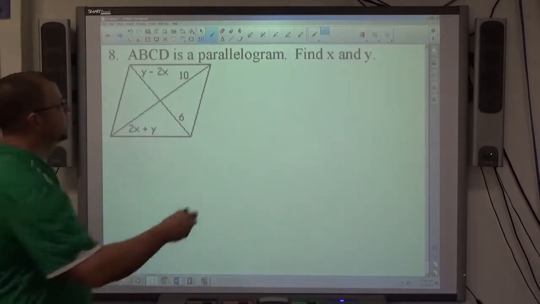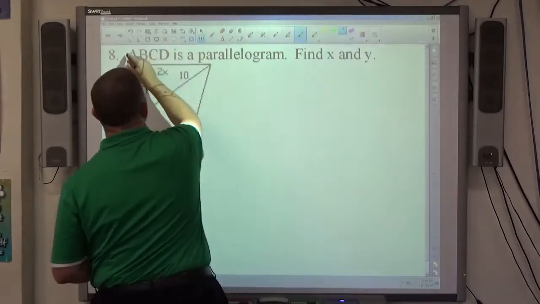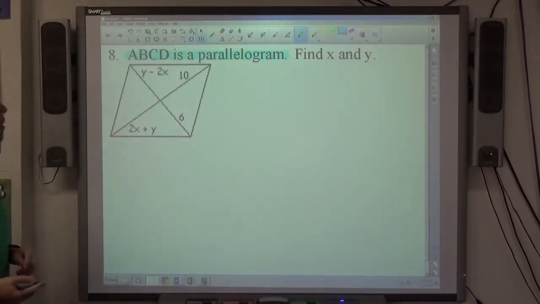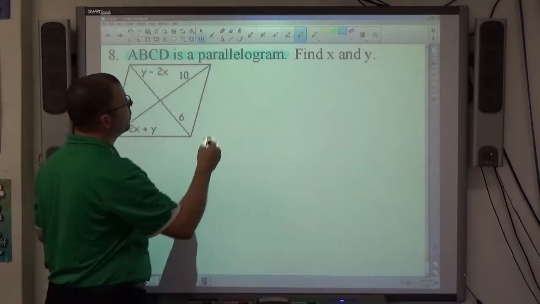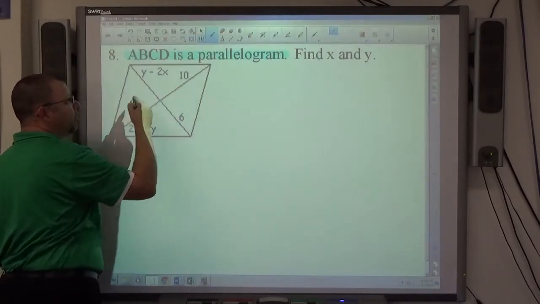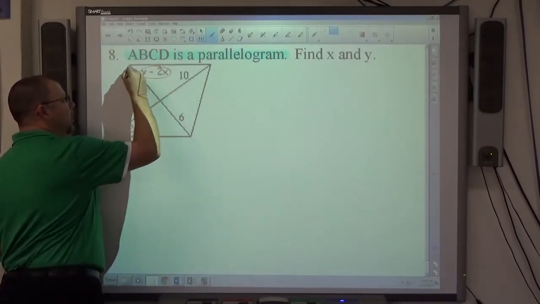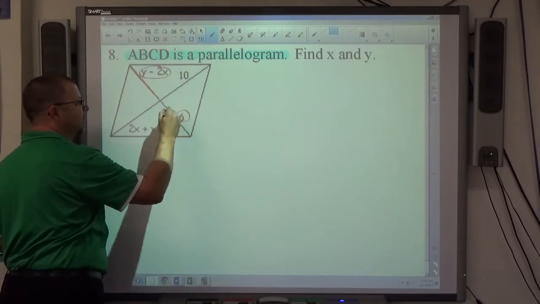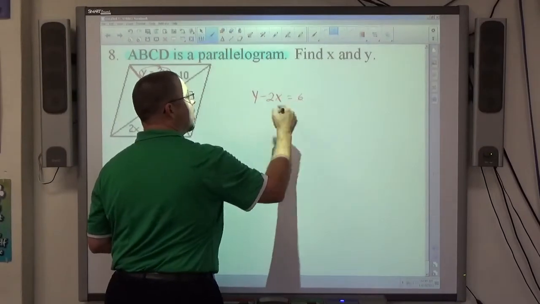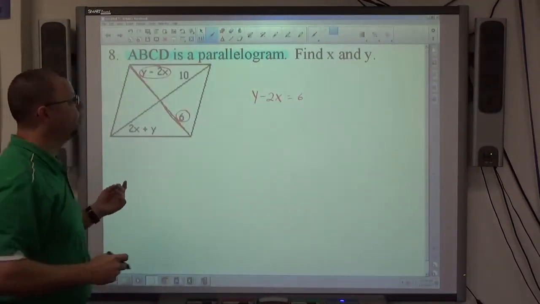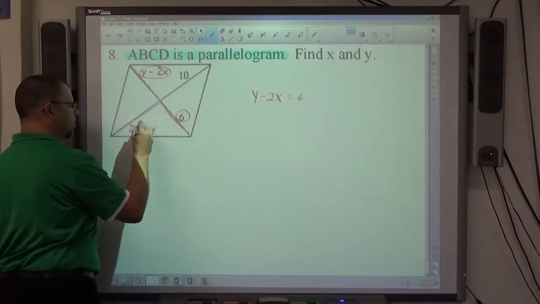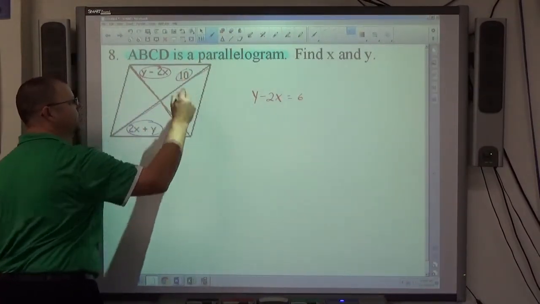Number 8, they have a statement here that says ABCD is a parallelogram, which immediately opens up all the parallelogram properties. And the property we're going to work with here involves the diagonals of a parallelogram. That property simply states that the diagonals cut each other in half, which means that this piece here is the same size as this piece here, which means that y minus 2x has to equal 6. I can't solve that because there's too many letters, so I move on to the other fact. This one also got cut in half, which means this piece, 2x plus y, has to be the same as this piece, 10.